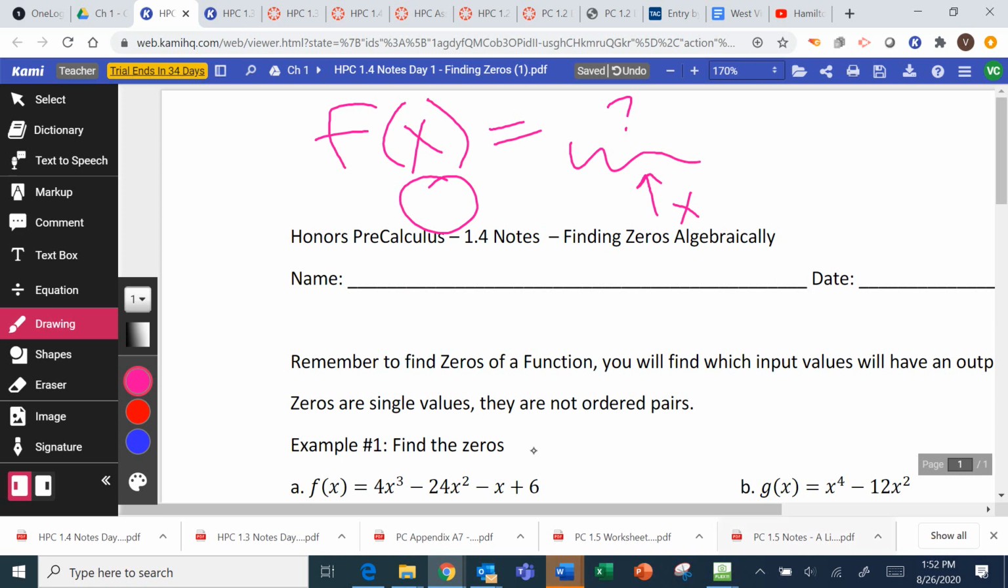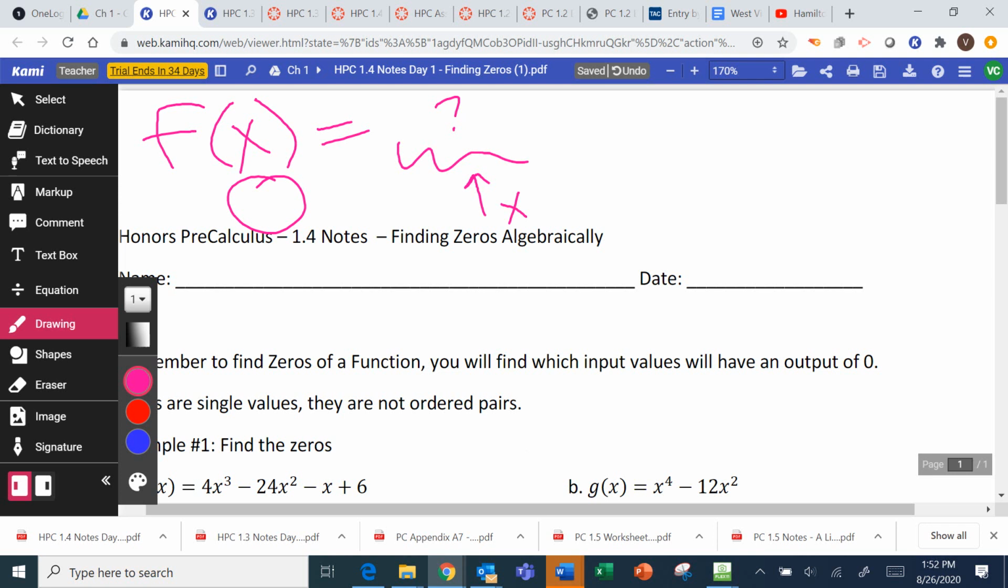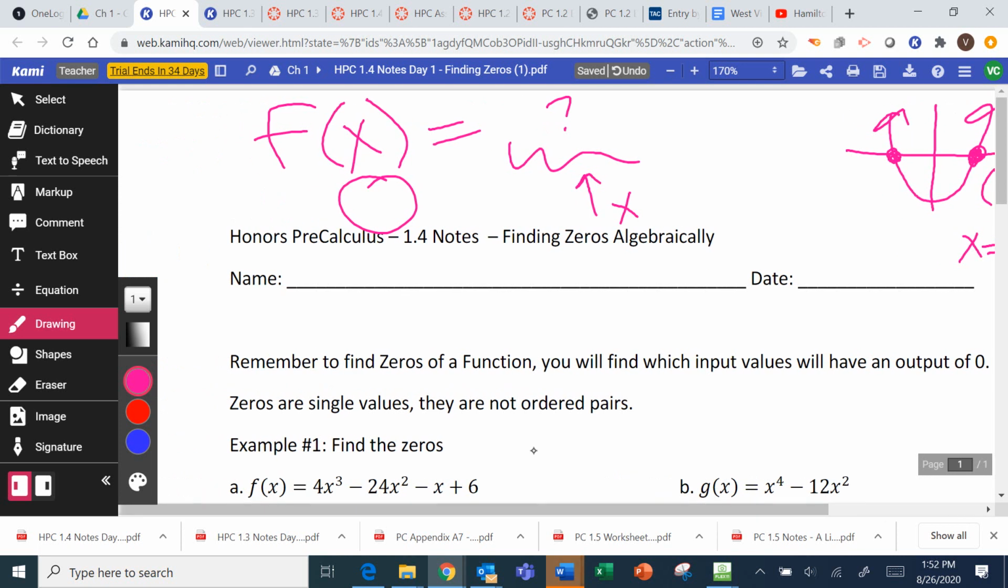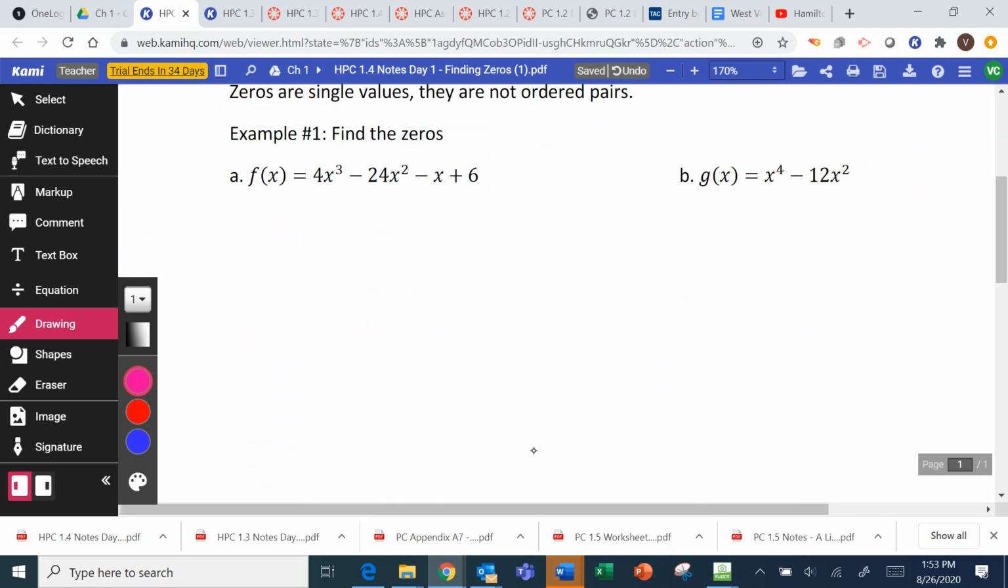Now, a lot of people get confused because we start talking about zeros or we're talking about x-intercepts. And they are related. But you write an x-intercept like x comma 0. You write a 0 as just the answer, whatever number it is. So we write them different ways. Again, the zeros are related to the x-intercepts, but they're called zeros because they're saying, what can I input for x to get out 0?